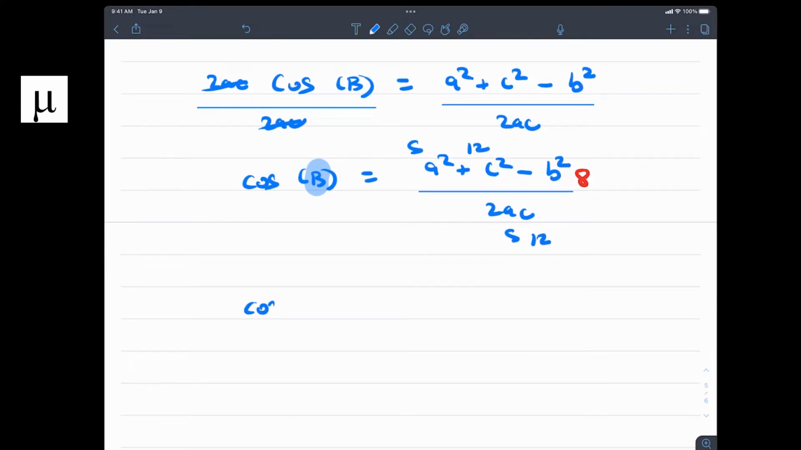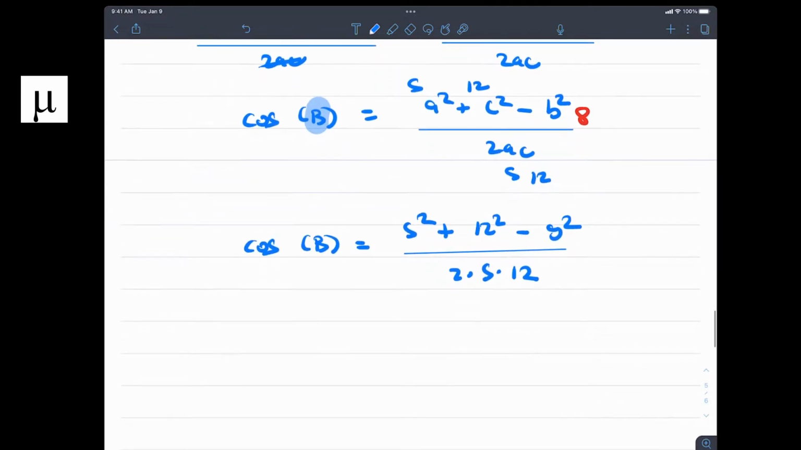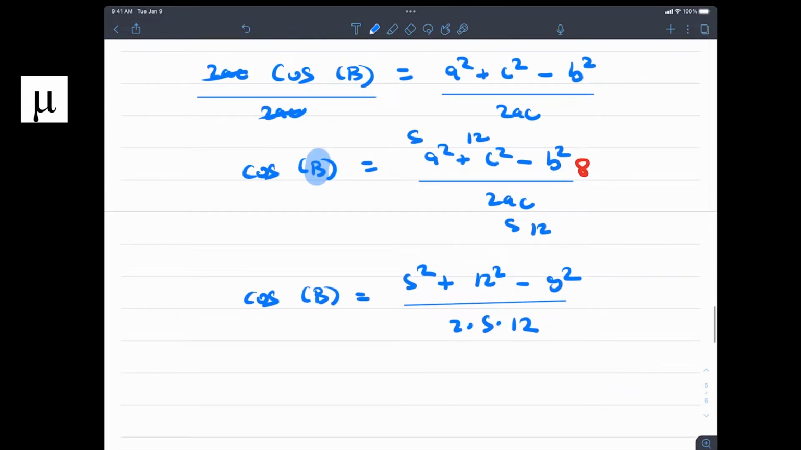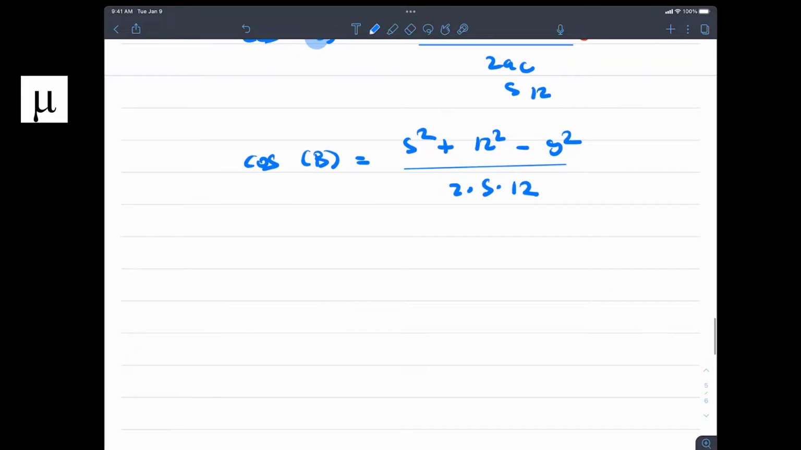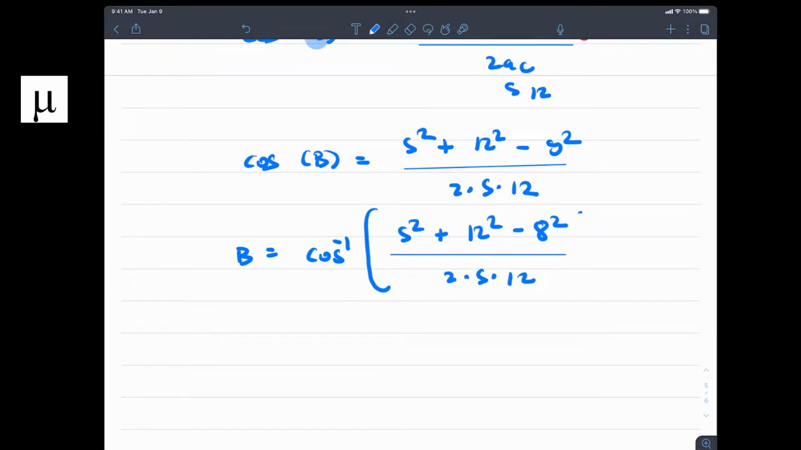So you could just say this is cosine of B now, and it's 5 squared plus what? 12 squared minus 8 squared, everything over 2 times 5 times 12 here. Okay? So remember, it doesn't matter which one's B and C, really. And then you're going to use inverse what? Cosine. Good. And what do you get? 5 squared plus 12 squared minus 8 squared over 2 times 5 times 12.